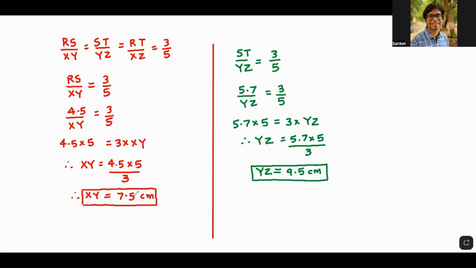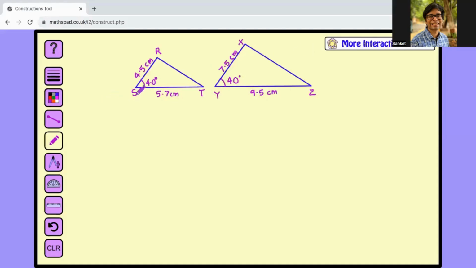So now I've got measurements of lengths of two sides of my bigger triangle, and I also know that the included angle is 40 degrees. So now I'm all set to construct my two triangles. So now I know the measurements of both triangles, the smaller triangle RST and XYZ. So I can begin my construction.